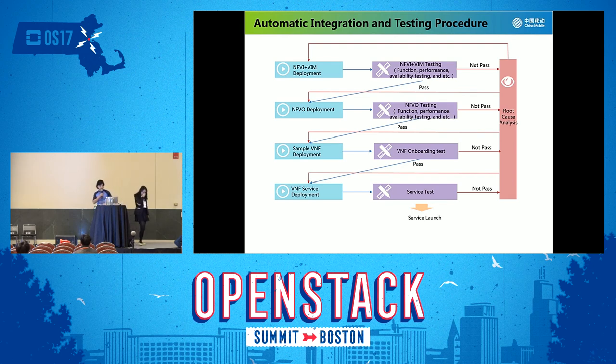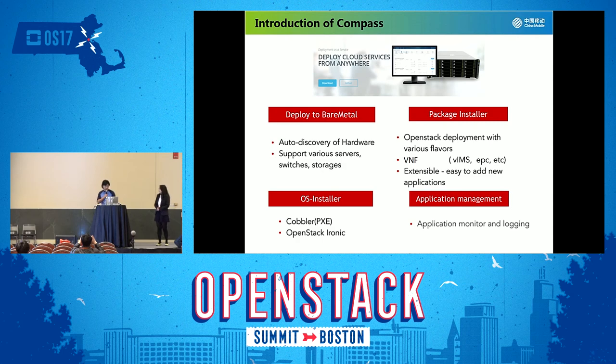Since the system uses a lot of tools from OPNFV, I will introduce these tools one by one. The first one is Compass, a powerful installer of OPNFV. It can install OpenStack and also a lot of other interesting features to the environment. It has a lot of features, but there are four key features that you want to know.